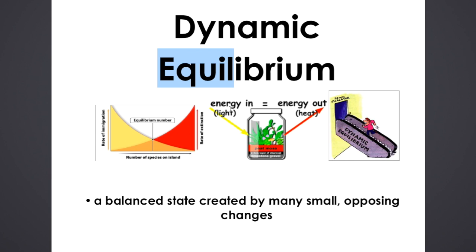This example, we have energy in from the light equals energy out from the heat. So this is an example of a state of balance because there are 2 changes, but they create an equal state. Likewise, this is a funny cartoon of a man trying to run up an escalator. So there are 2 things happening, but they're almost like opposites, so they create an equal state.